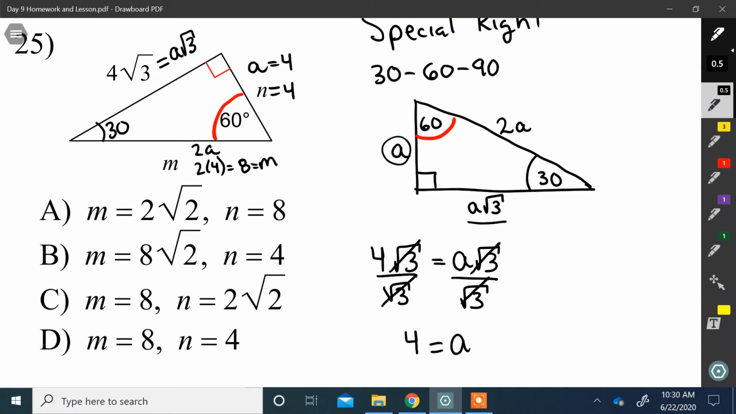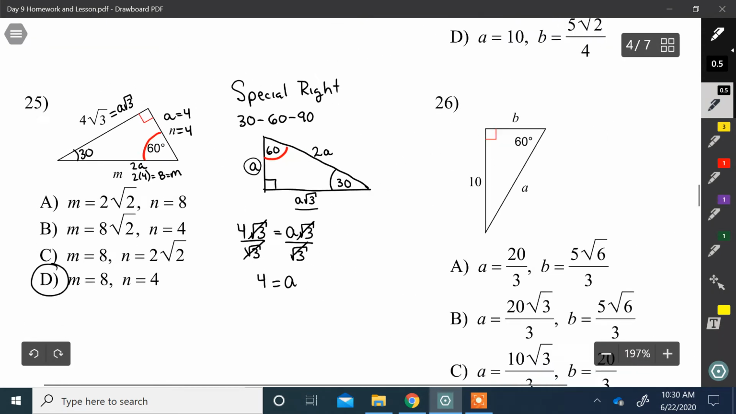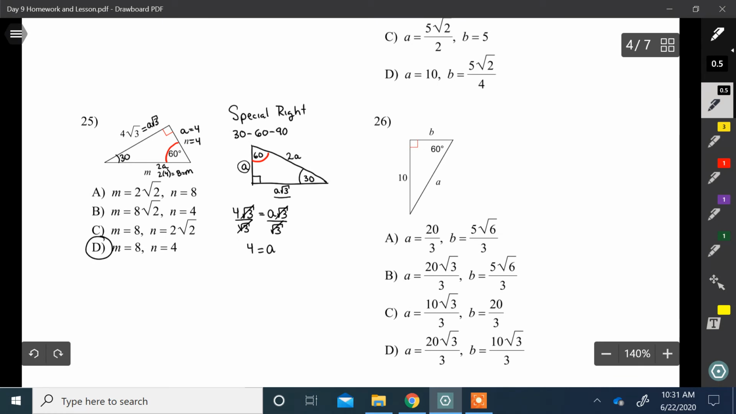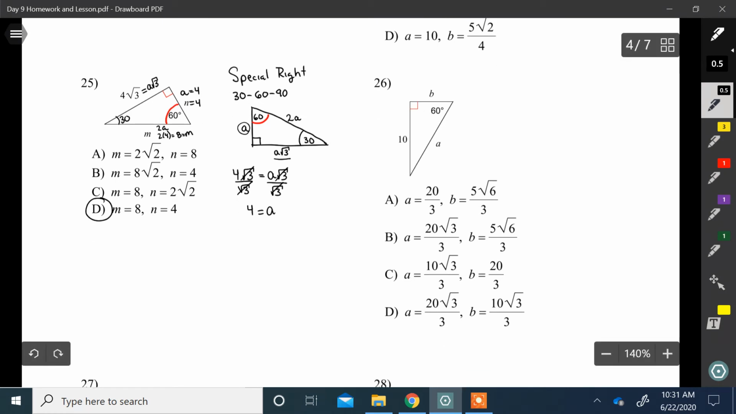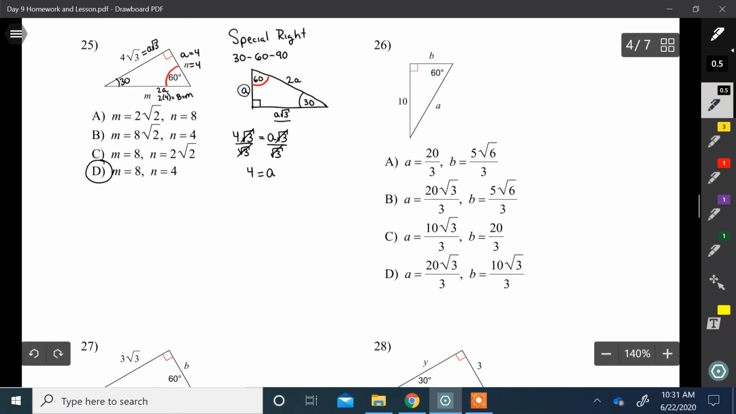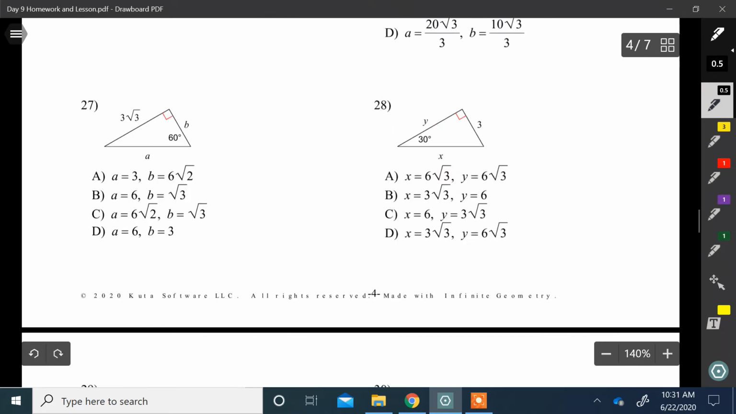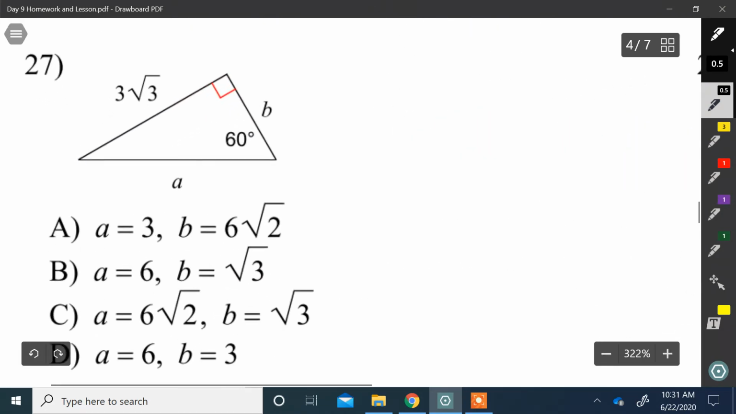If you look at the solutions there, the answer will be D. Those are what we call 30, 60, 90 degree triangles. They're challenging, but as soon as you get them, it's pretty simple, guys. I'll have you do number 26. I'll do number 27 for you.